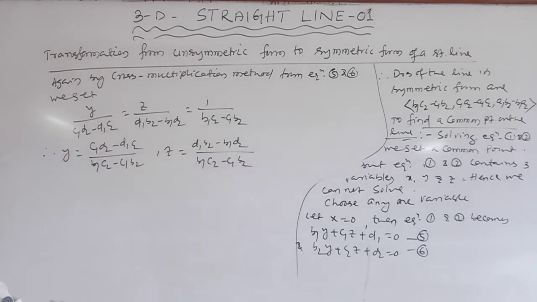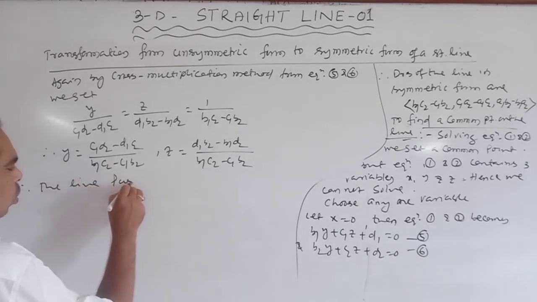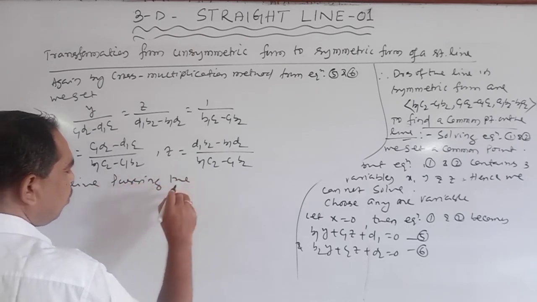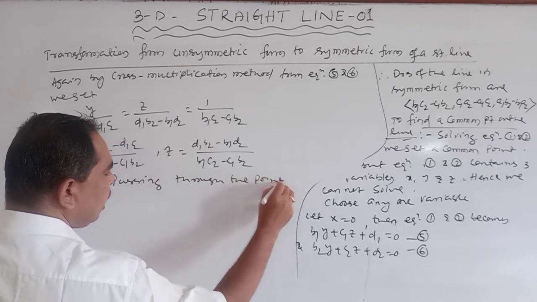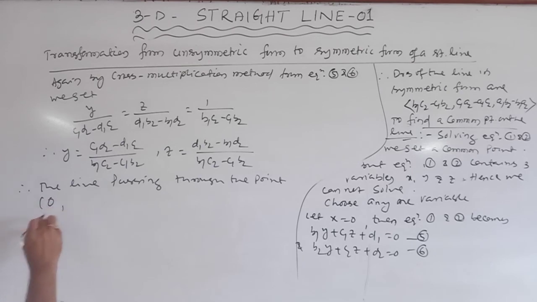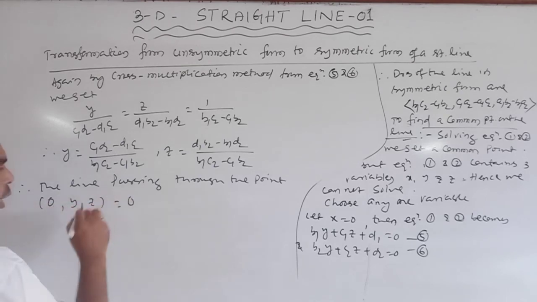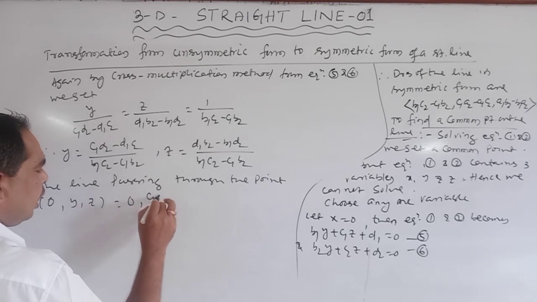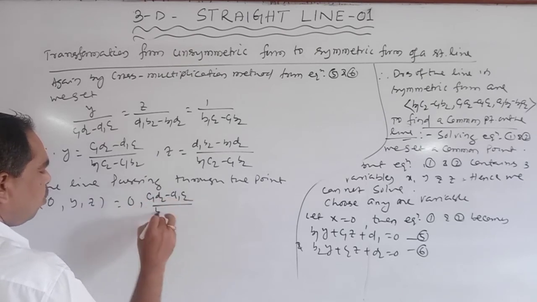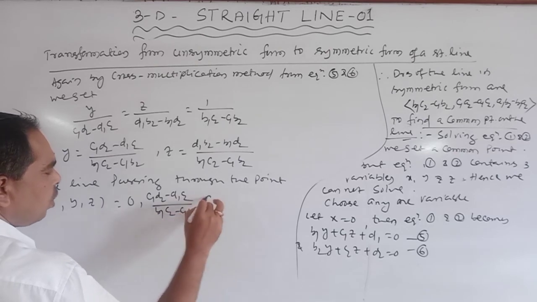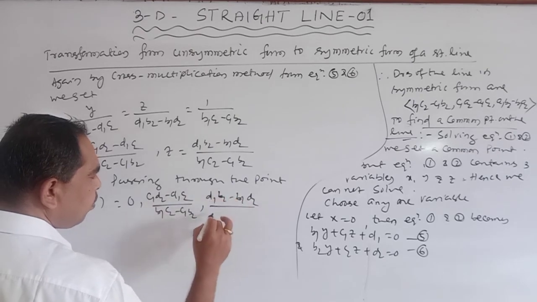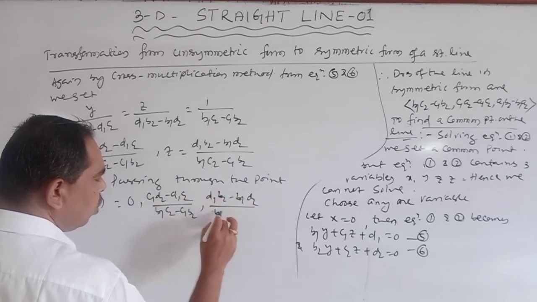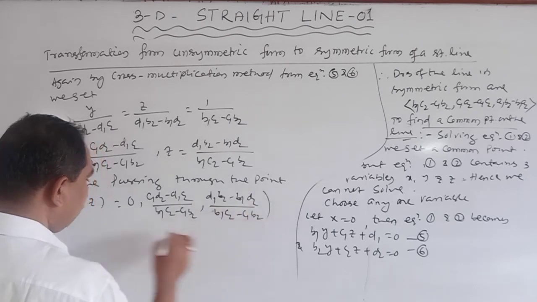Okay, therefore the line passes through the point 0, y, z. That means 0, c1 d2 minus d1 c2 by b1 c2 minus c1 b2, and d1 b2 minus b1 d2 divided by b1 c2 minus c1 b2. The line passes through this point.